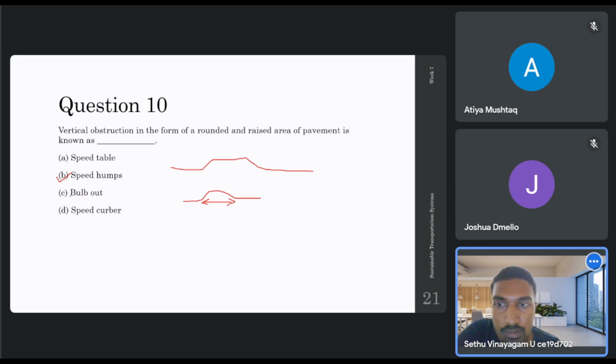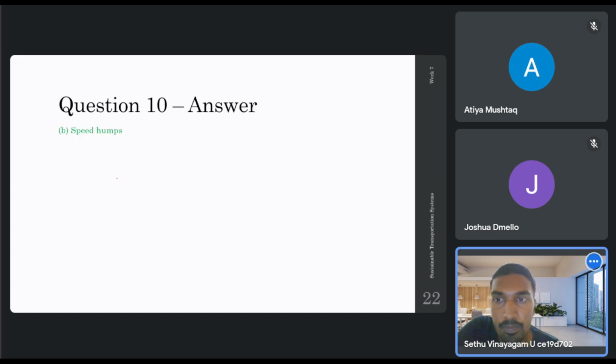Whereas bulb out is not a form of vertical obstruction, it is a technique for reducing the road width. That can also reduce the speed, but it is not through vertical obstruction. We did not look at anything like a speed curb. So the right option is speed humps.